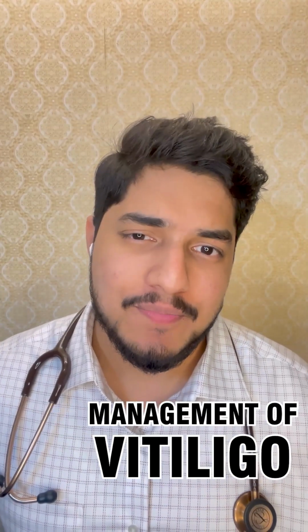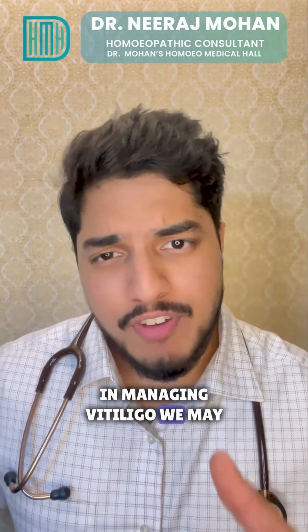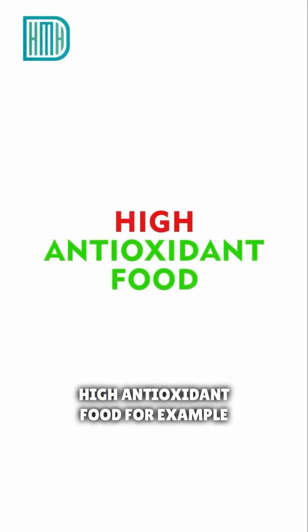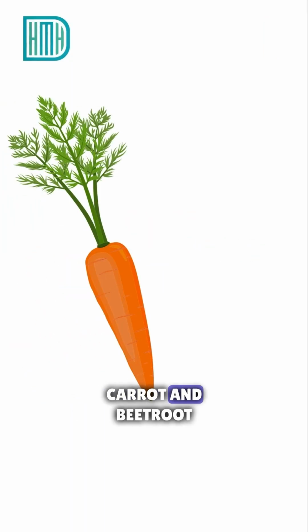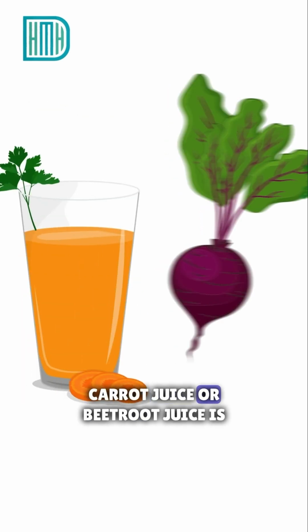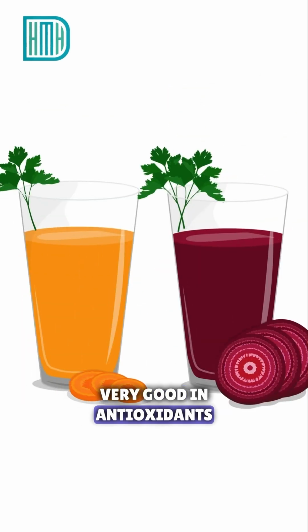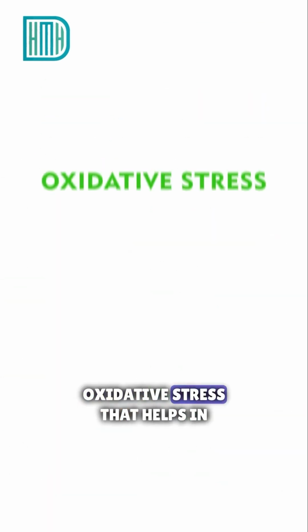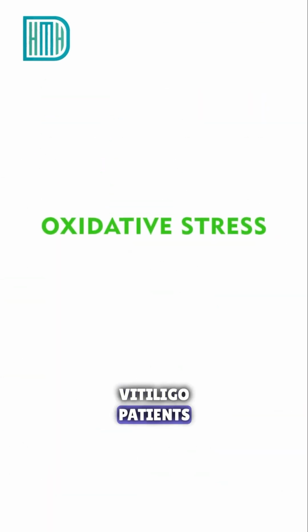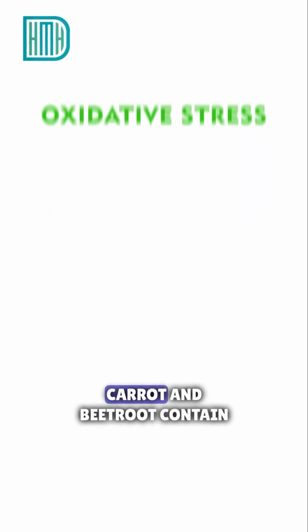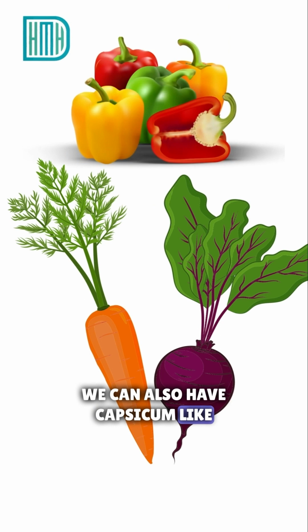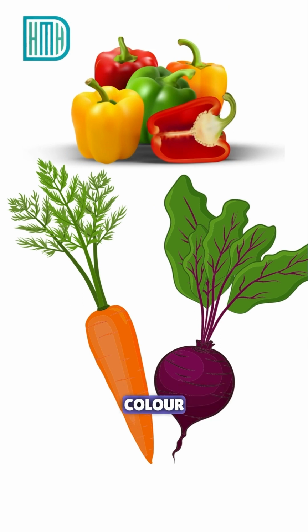Management of vitiligo. In managing vitiligo, we may recommend the patient have high antioxidant food, for example, carrot and beetroot. Carrot juice or beetroot juice is very good in antioxidants. Antioxidant food helps in reducing oxidative stress, which helps vitiligo patients. At the same time, carrot and beetroot contain beta carotene. We can also have capsicum-like foods because they are very rich in color. Beta carotene helps in pigmentation.